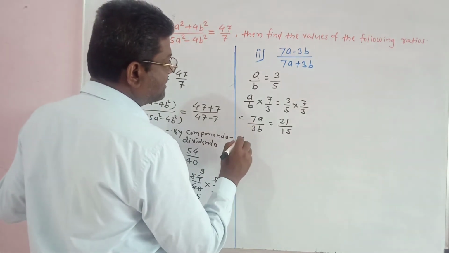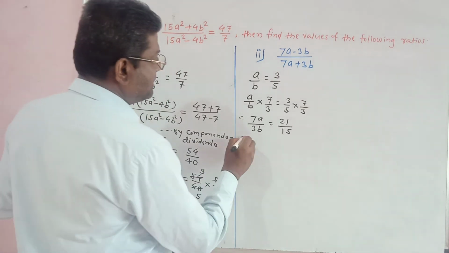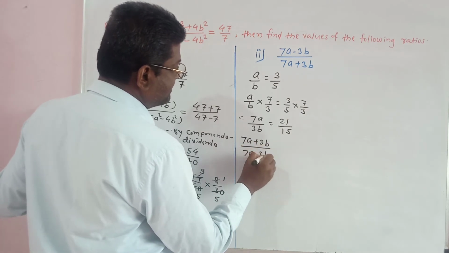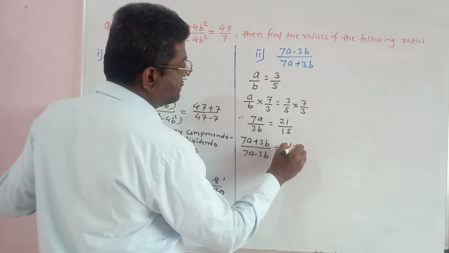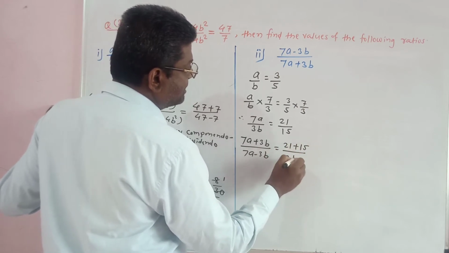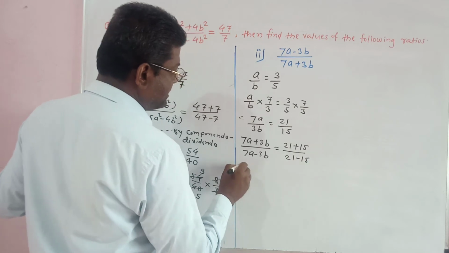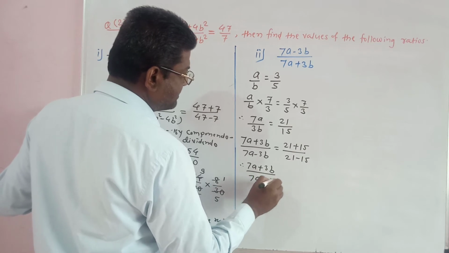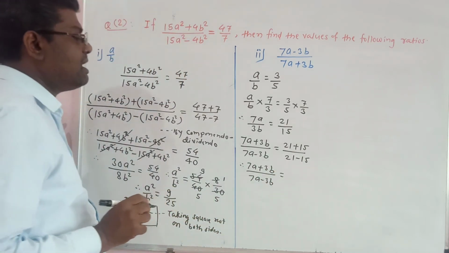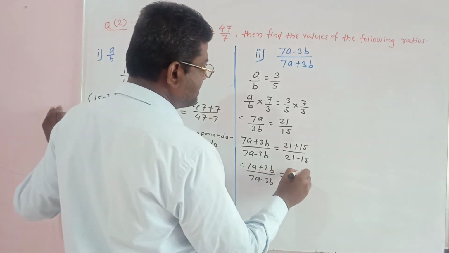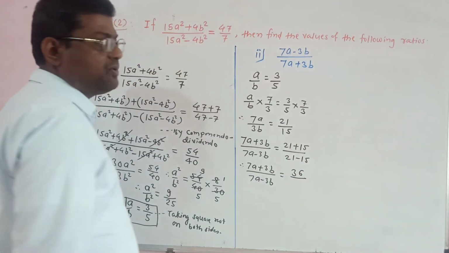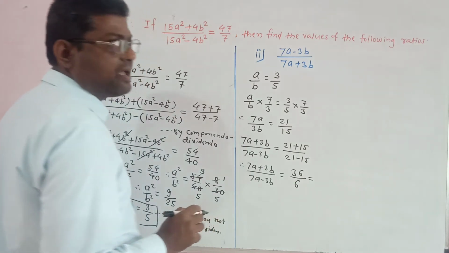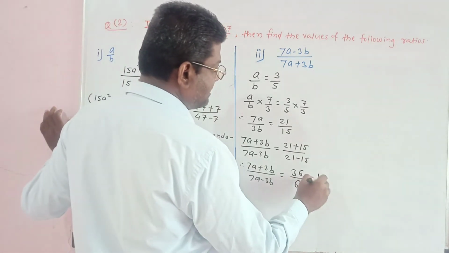Now we have to take the componendo dividendo, that is 7a plus 3b upon 7a minus 3b is equal to 21 plus 15 upon 21 minus 15. Therefore 7a plus 3b upon 7a minus 3b is equal to 21 plus 15, it will be 36, and 21 minus 15 it will be 6. So if we divide it by 2, then we will get 18 upon 3.